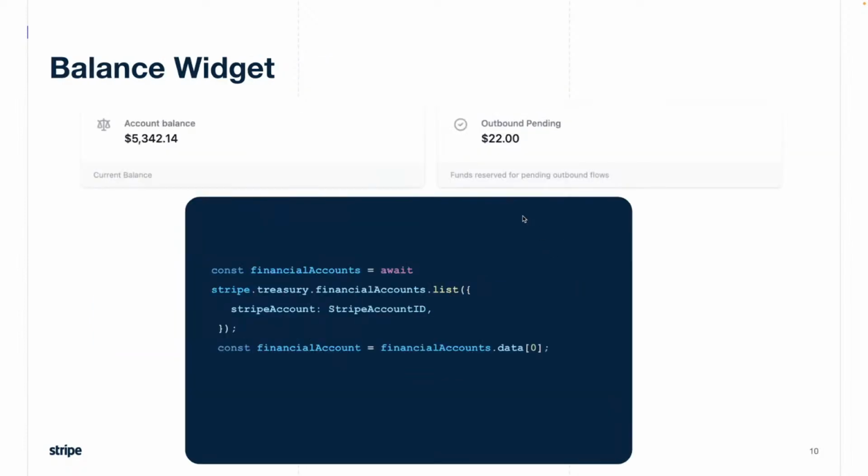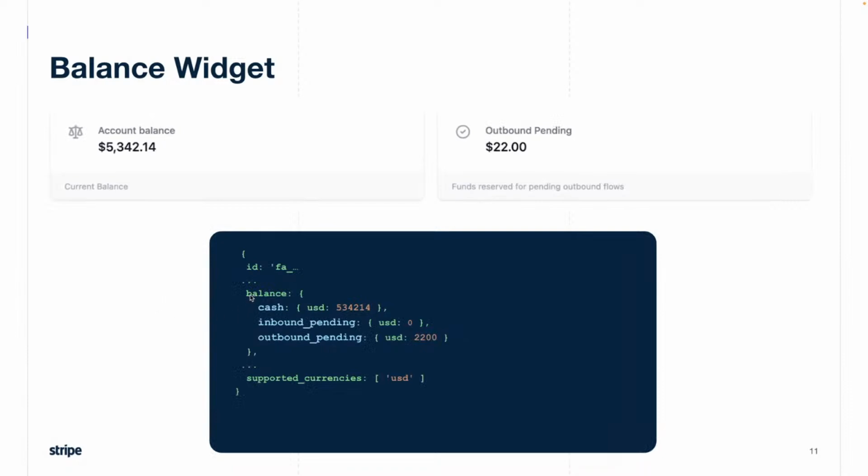Then for the balance widget, we are leveraging the financial accounts list where we get the data. Inside of the data, you will find that there's a balance and that's exposed here. So we're pretty much leveraging the content of our objects. This is an idea of what this widget may look like. The world is your canvas. You can do different approaches to this.